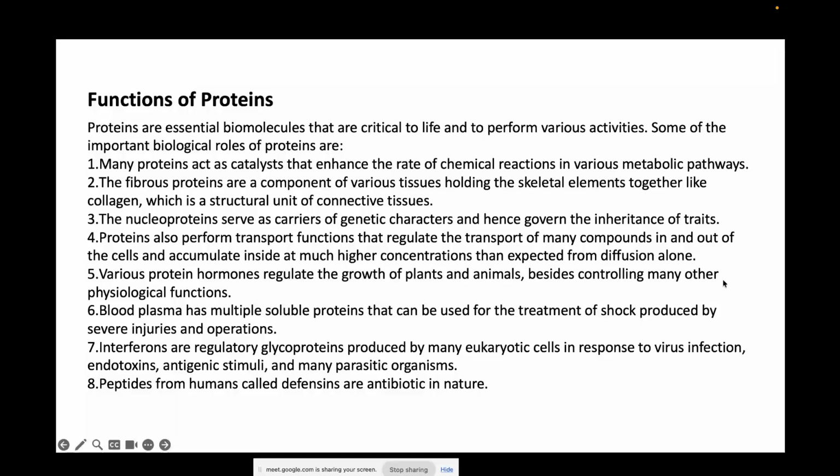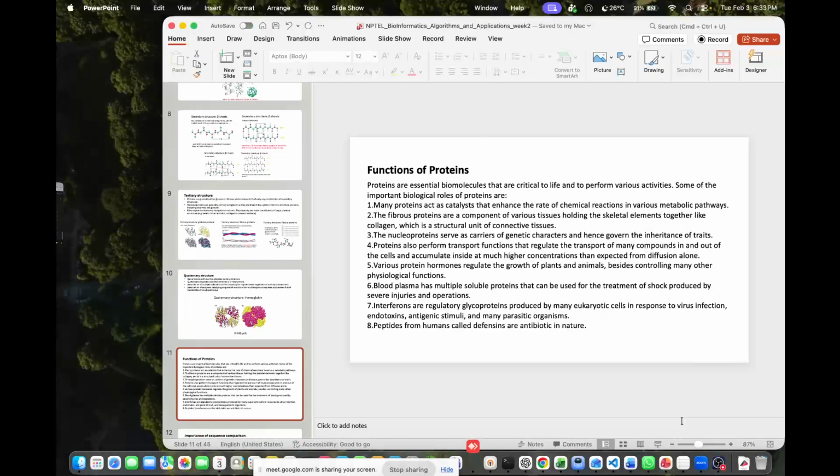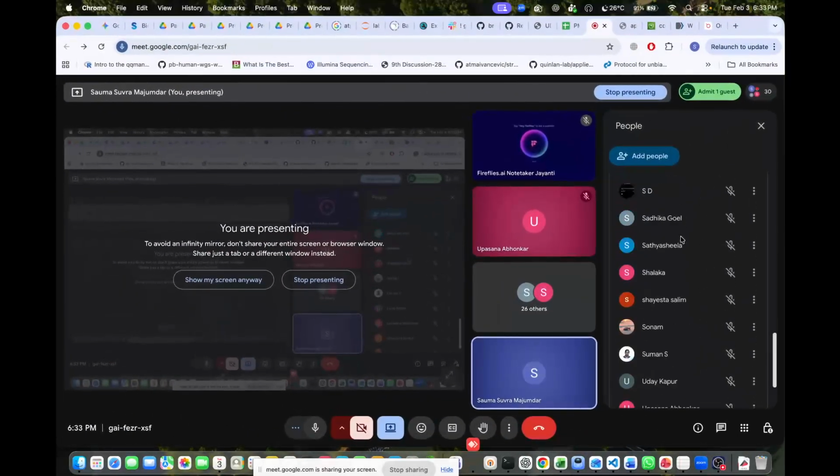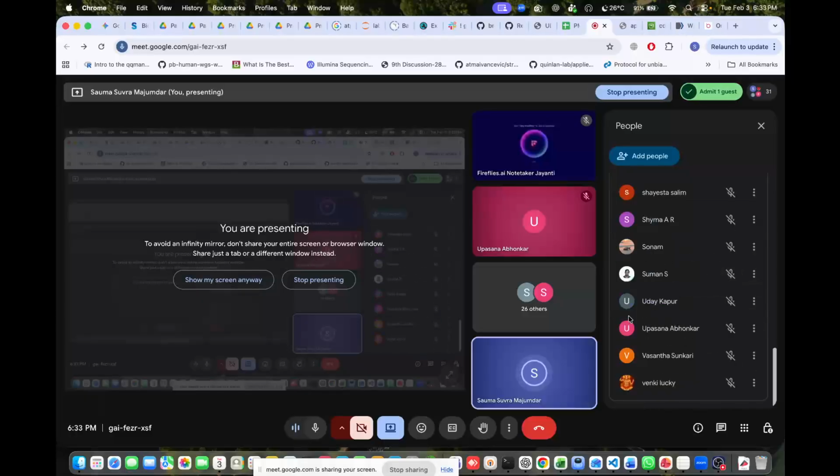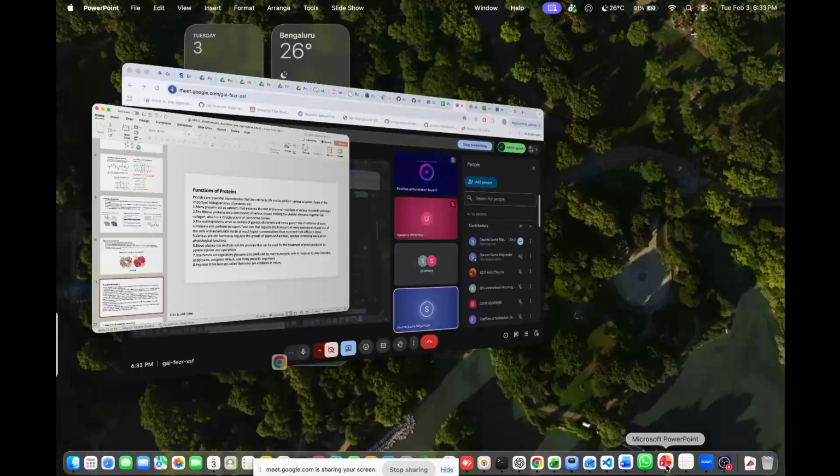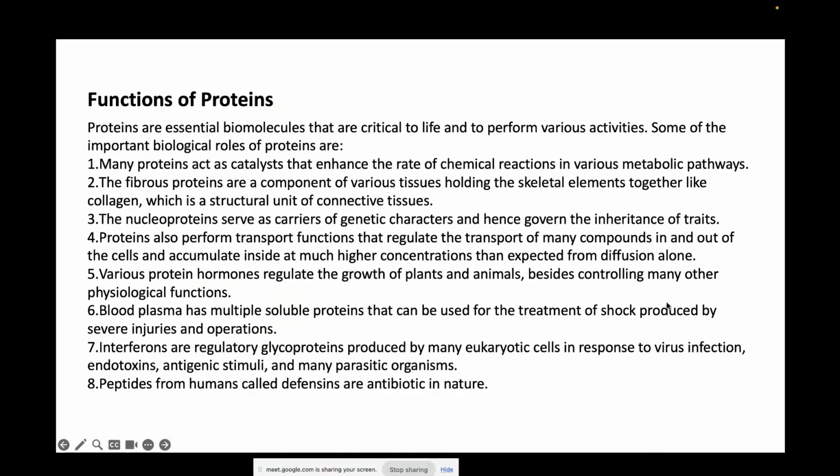Now coming to functions, I don't think I need to talk too much about functions of proteins, because a lot of you have a biological background and are very familiar with all the different things proteins do. But I just want to give you an overview. The first important function of protein is acting as an enzyme. That is one of the major functions of protein inside the cell.